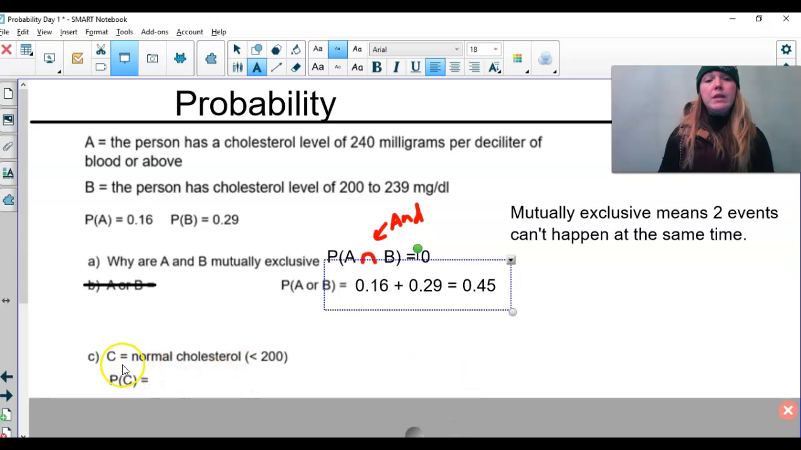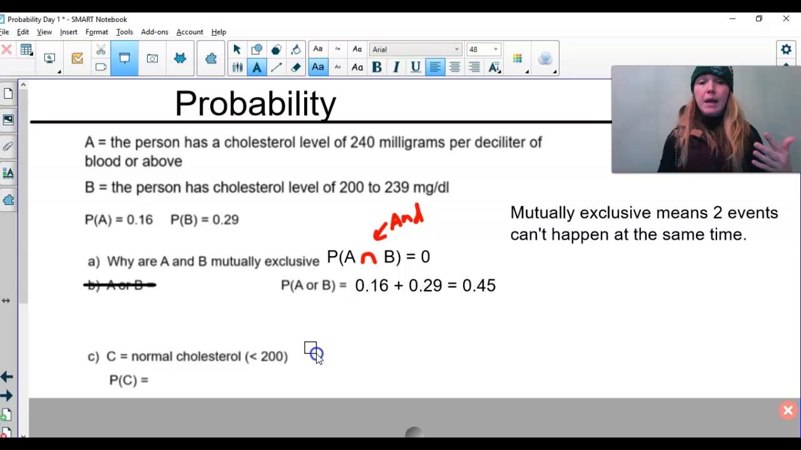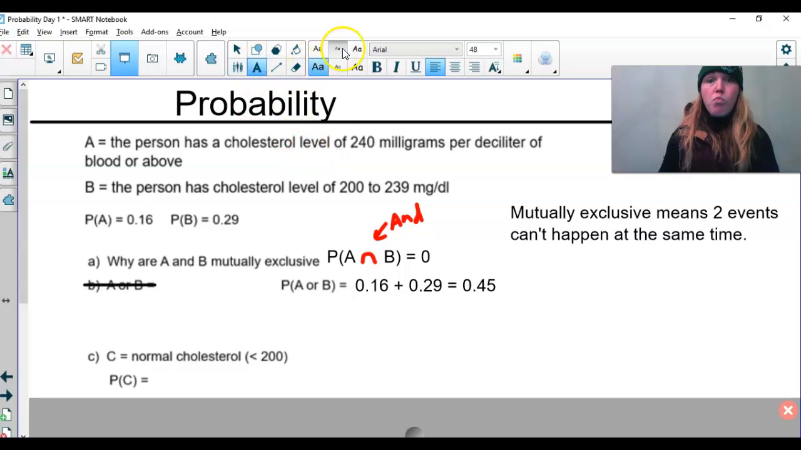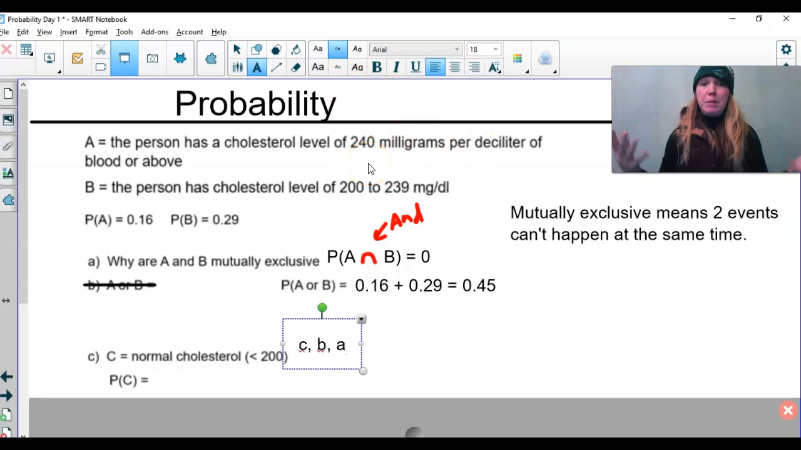Here it's saying what's the probability that we have a normal cholesterol? So that's something less than 200. Well, what I'm going to do here is I have a sample space. And we know that in our sample space, we are either going to have what they consider a normal cholesterol level, so that's event C, or they're between 200 and 239, so that's event B, or they're above 240. That's event A. That's our sample space. That's everything that could happen with our cholesterol levels.